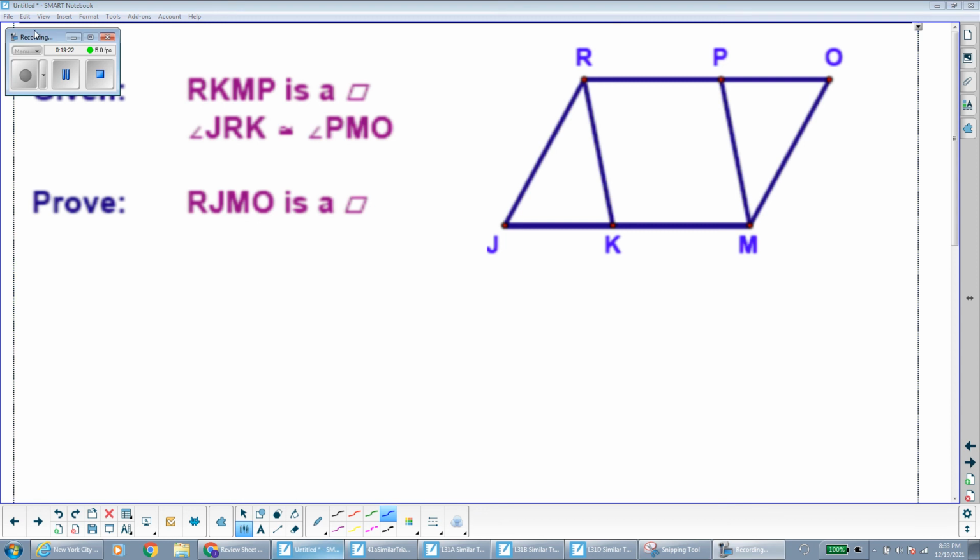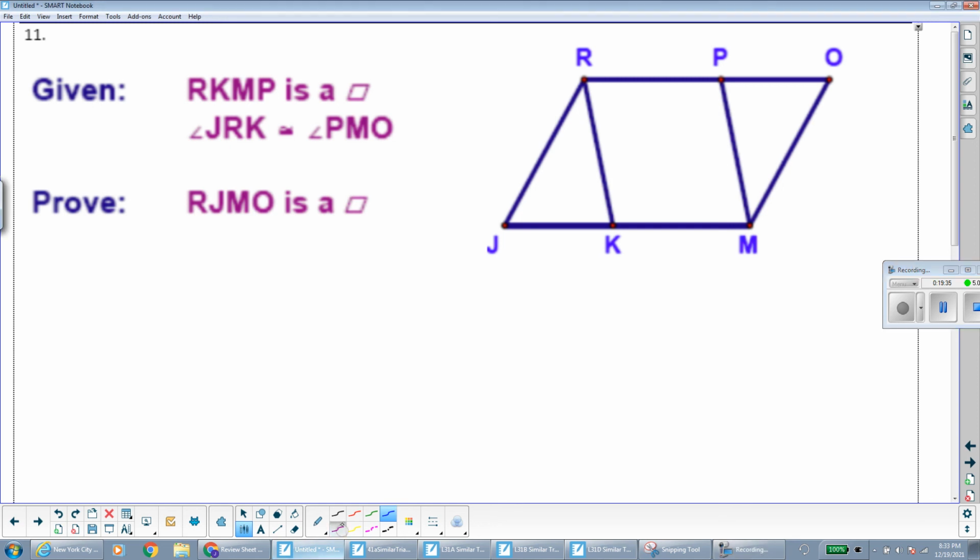Okay, so over here we have a proof. So let's take a second. Let's think about what we're going to do here. And then I will show you the full written up proof after that. So before we do that, let's talk about the plan. So we know that RKMP over here is a parallelogram.